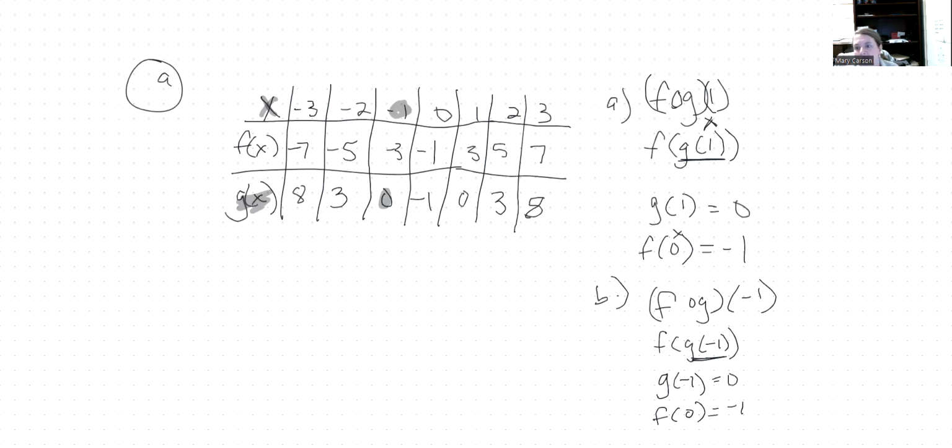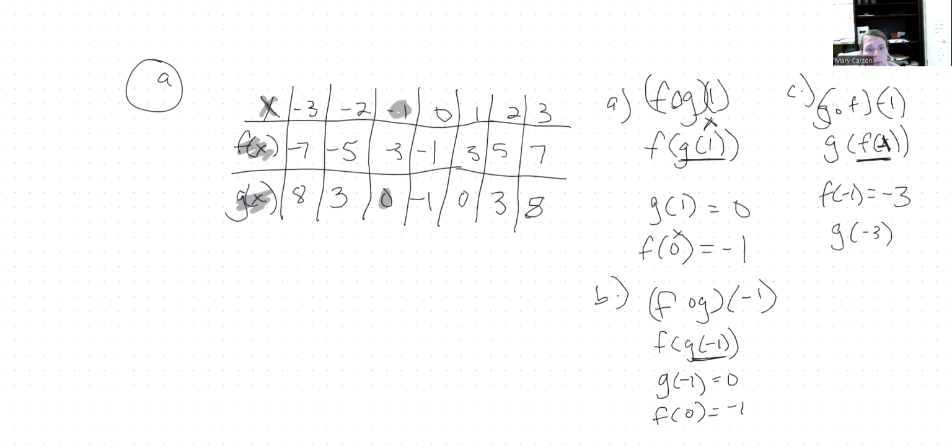Okay, C is g of f of -1. This time g is written first, which means we're looking at f of -1 first. So we go to our f, and we're looking for -1, and that's going to be -3. That means you're now looking at g of -3. So we go to g and we go to -3, and that's going to be 8.